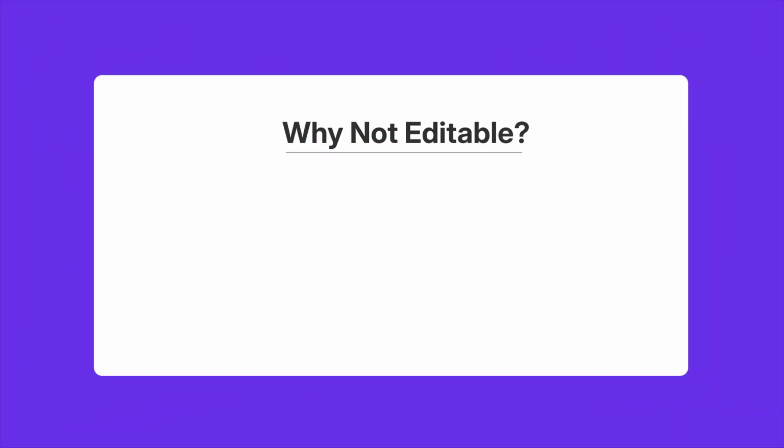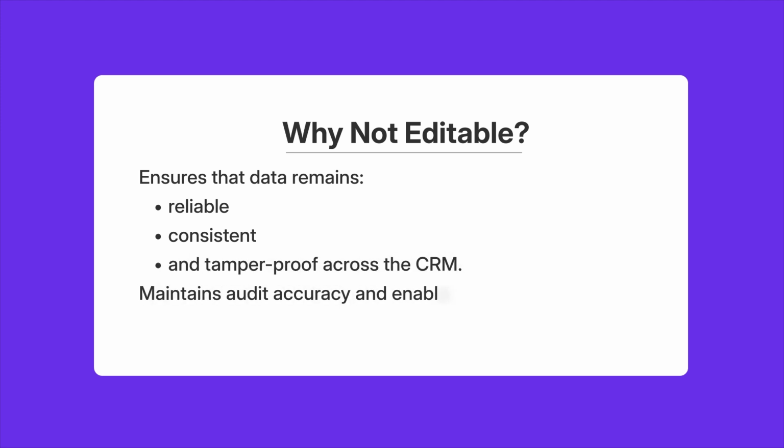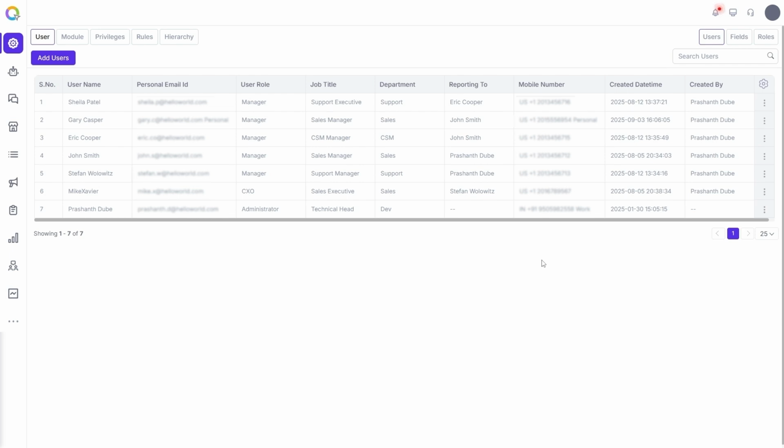You might wonder why system fields and standard fields are not editable. Keeping these fields non-editable is intentional, as it ensures that data remains reliable, consistent, and tamper-proof across the CRM. It helps maintain audit accuracy and enables trustworthy reporting and analytics across the platform. Now let's see how this works in practice.